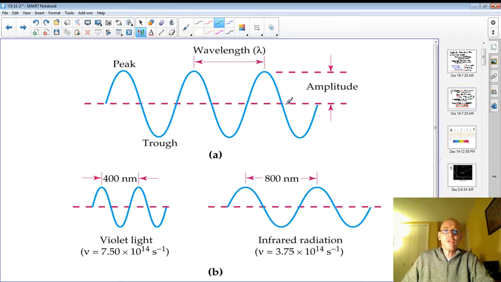Let's take a look at these two pictures here first. I want you to ignore the one up on top, which just has a few definitions. Down at the bottom, we have two waves. One has half the wavelength of the other wave, 400 nanometers on the left, which is violet light. And the other is twice as long, 800 nanometers, which is infrared radiation.